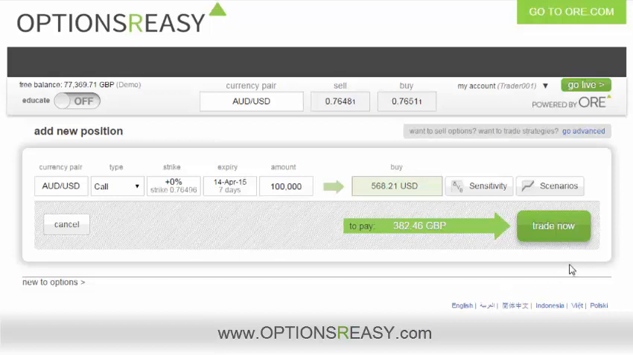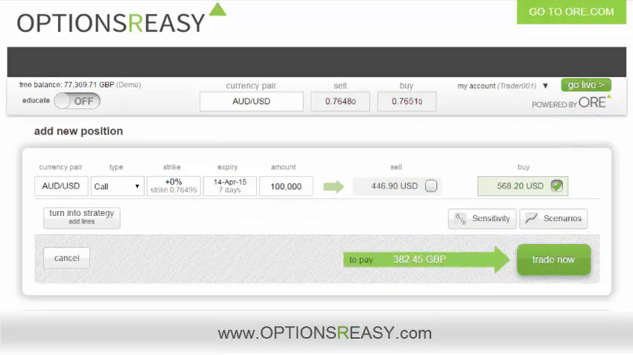Here we're in the basic mode of the platform. First, we need to move up a level by clicking Go Advanced. This zone looks similar to the previous one, but it has two subtle changes. You can now see the options sell price as well as the buy, and there is a button named Turn into Strategy. A strategy involves buying or selling more than one option at the same time.